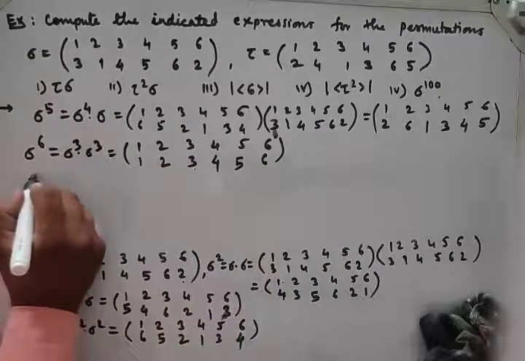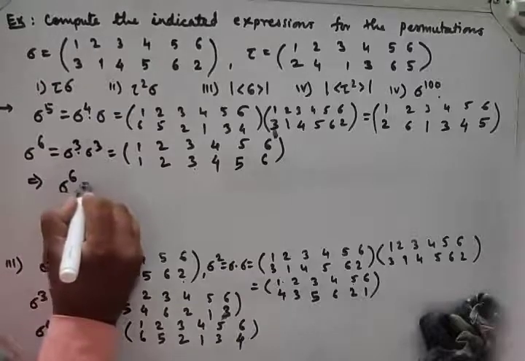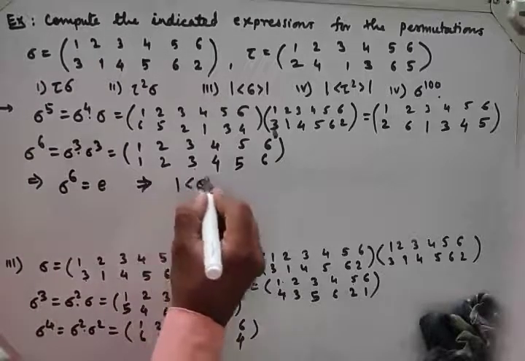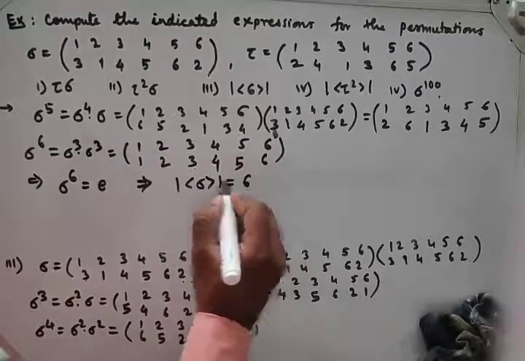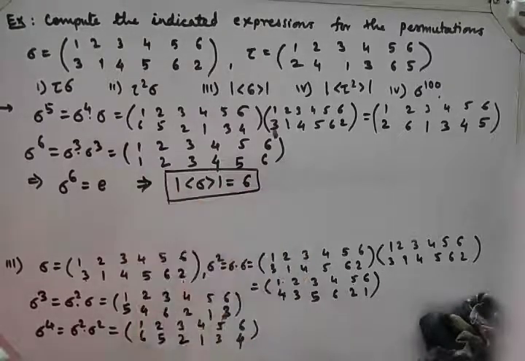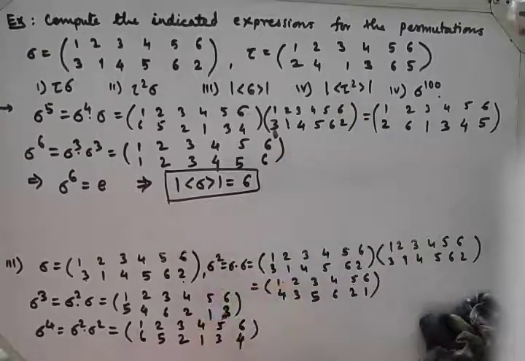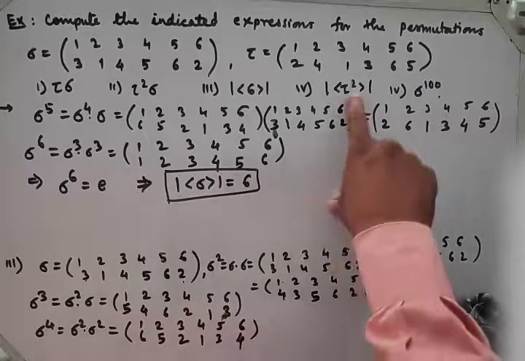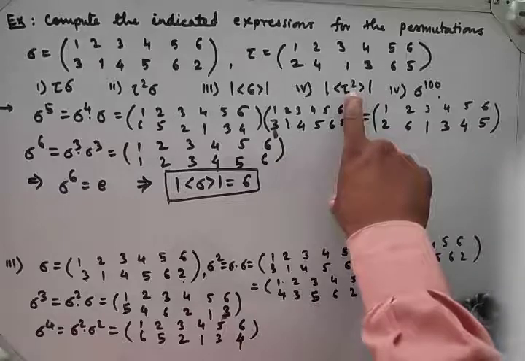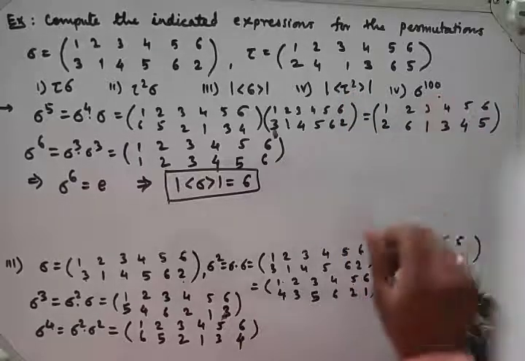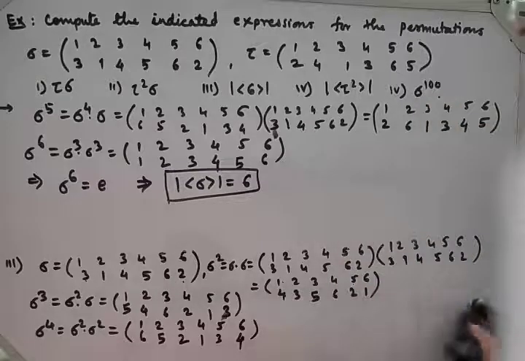Means here that sigma raised to 6 is equal to identity. Therefore the order of sigma is nothing but 6, right? So the order of sigma is 6. Similarly, to find the order of tau square, we have to find tau square, then find the order of tau square. Now next we have to find sigma raised to 100.